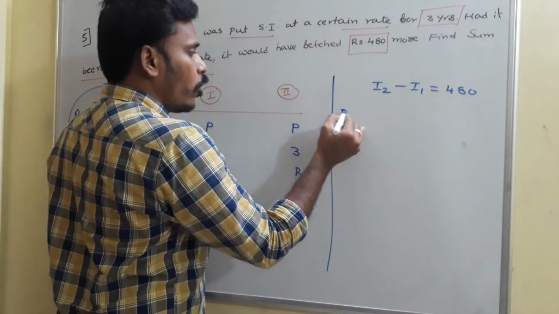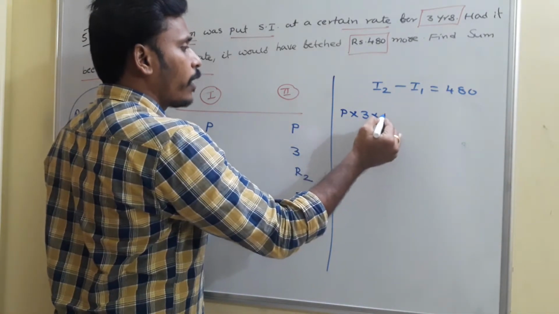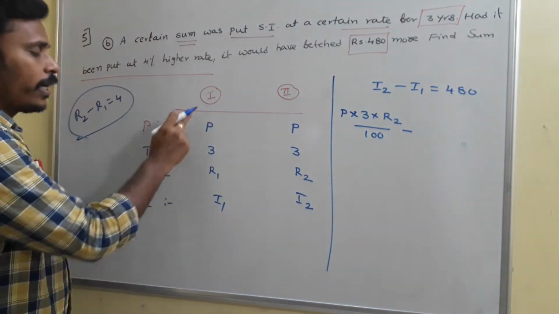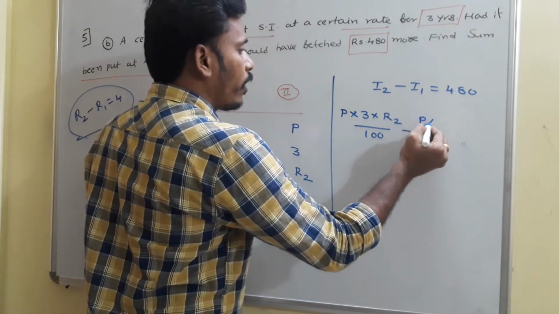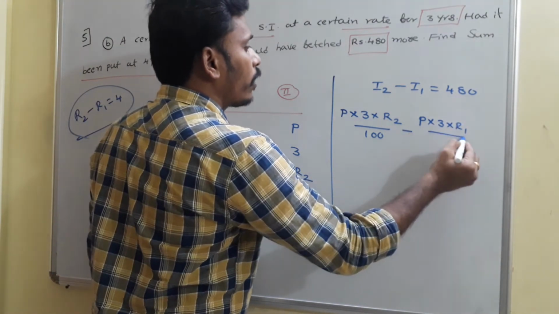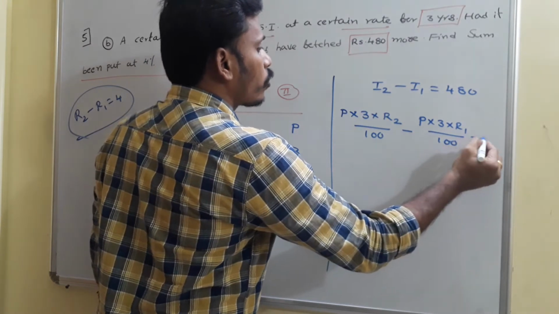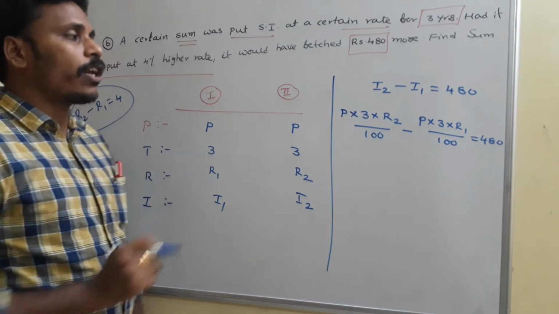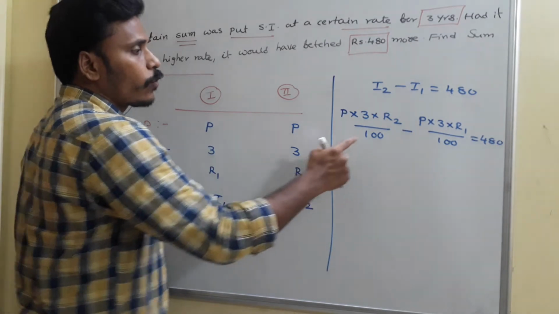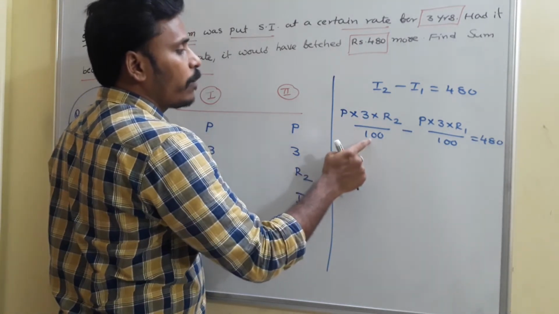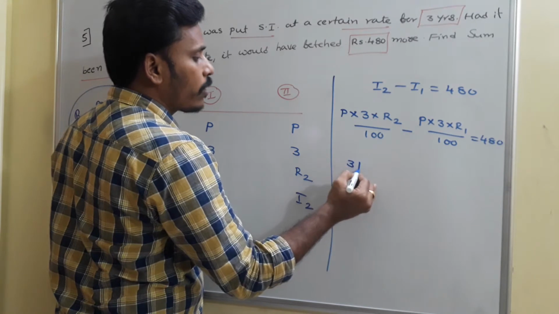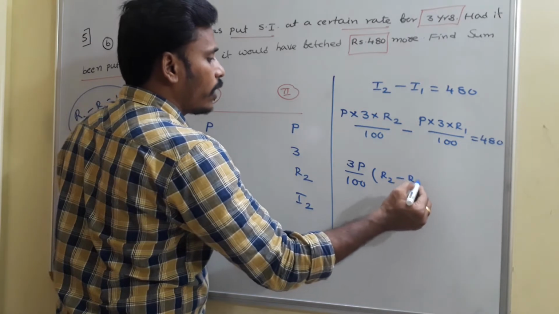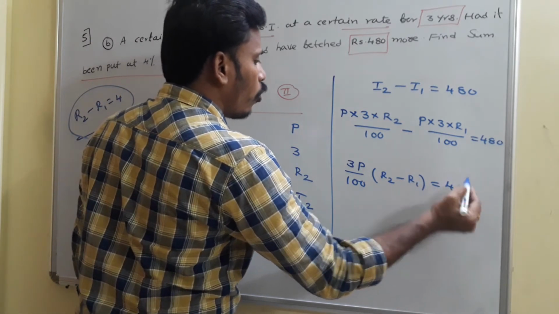Principal, we don't know. T, time, we know. Rate of interest R2 divided by 100, minus I1, the interest in the first case, again PTR by 100, P into 3 into R1 divided by 100, is equal to 480. See, if you look at these two terms, P into 3 by 100 is the same thing. So if you common out 3P by 100, then you are left with R2 minus R1 in the brackets. That is equal to 480.